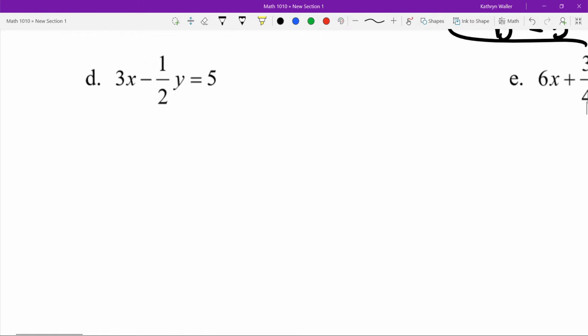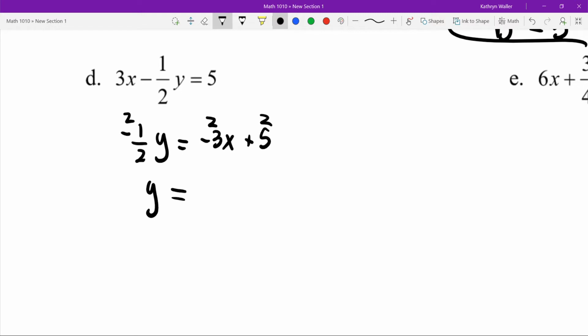Now, we've got some yucky stuff going on. Okay, let's move our x over. So we have negative 1/2 y equals negative 3x plus 5. I need to get rid of the 2, right, that's in the bottom. Someone tell me how I get rid of that 2. Multiply by 2. So I'm going to go 2, 2, 2. Does that give me a y on the left-hand side?